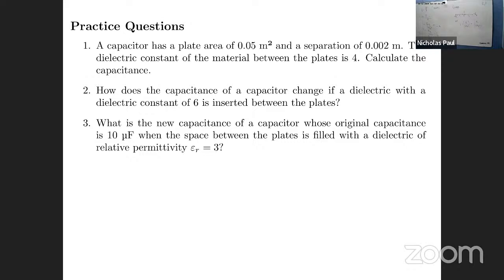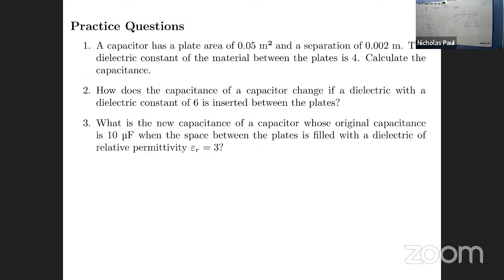I made a little mistake. It's supposed to be 8, not 6. So number 2, how does the capacitance change if the dielectric constant is now 8? It was 4 before, so the capacitance doubles. Sorry about that, I put some questions together.